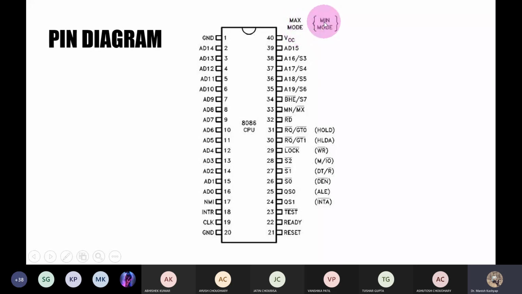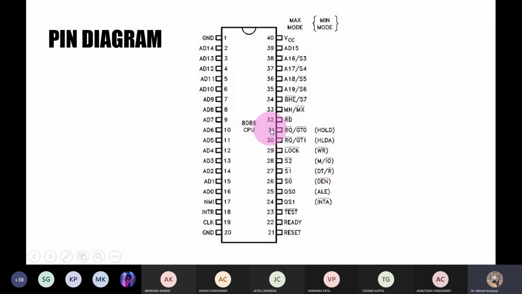By minimum mode, we mean that 8086 is the only processor in the system. However, in maximum mode, more than one processor, which may be either 8086, 8085, 8087, or for that matter any other processor, can be connected. So the pins that you see here, which are written in small brackets, refer to the minimum mode, and the pins that you see otherwise are for maximum mode.